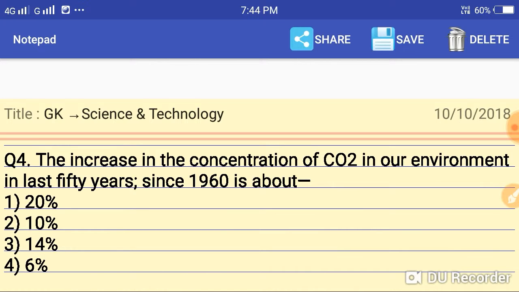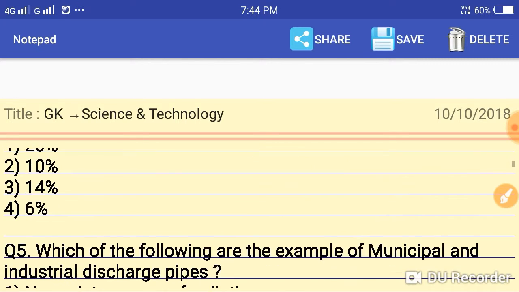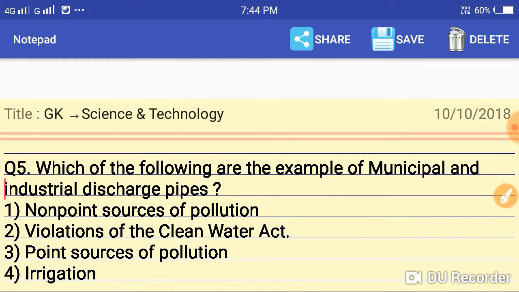The increase in the concentration of carbon dioxide, CO2, in our environment in the last 50 years since 1960 is about, so right answer is option 3, 14%. Next question: which of the following are the example of municipal and industrial discharge pipes? Question number 5, right answer option number 3, point sources of pollution.